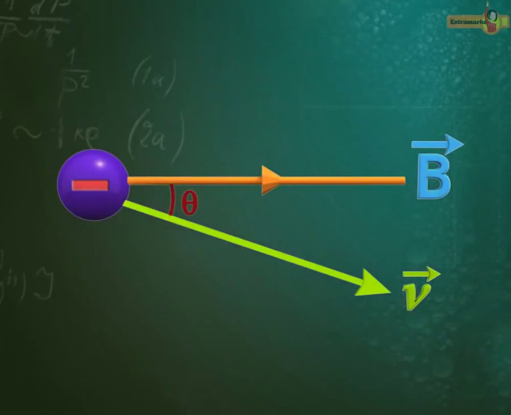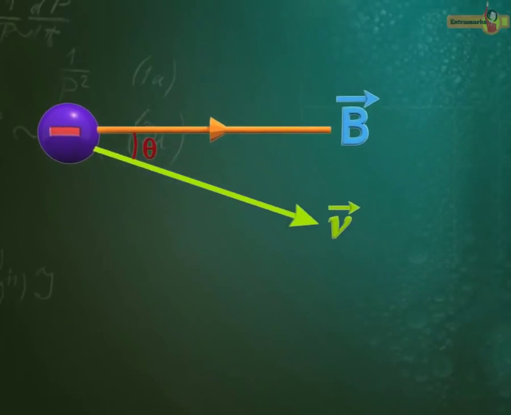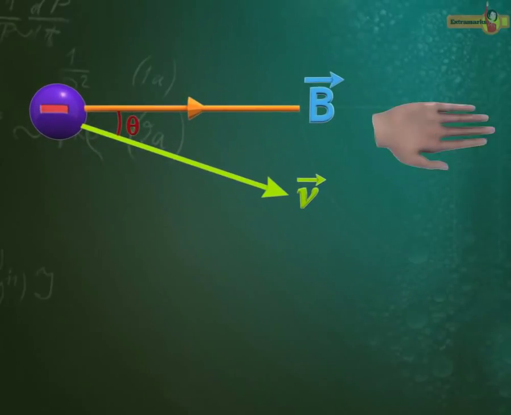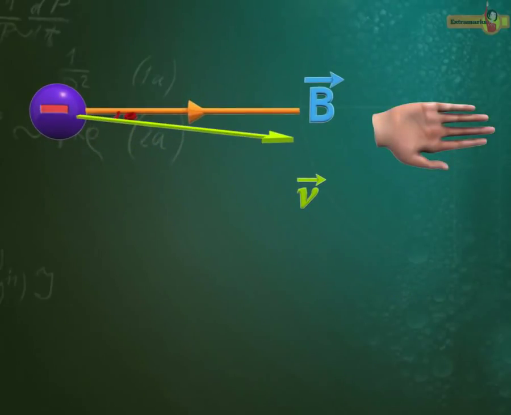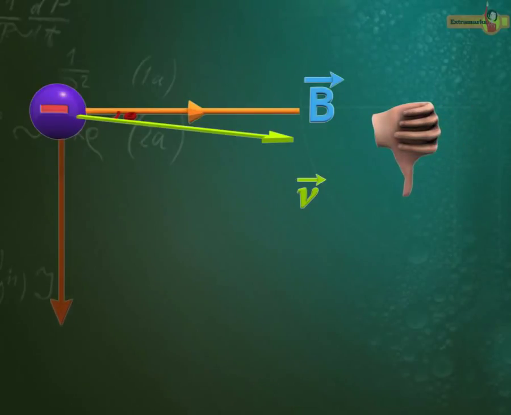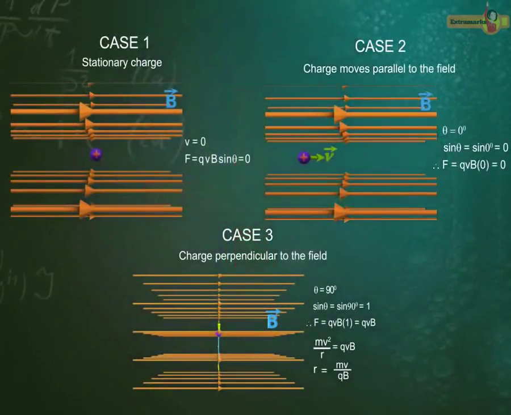If a negative charge moves instead of positive, then, according to the right-hand rule, the force will act in the downward direction, and the particle gets deflected in the downward direction. Let us study different possibilities.